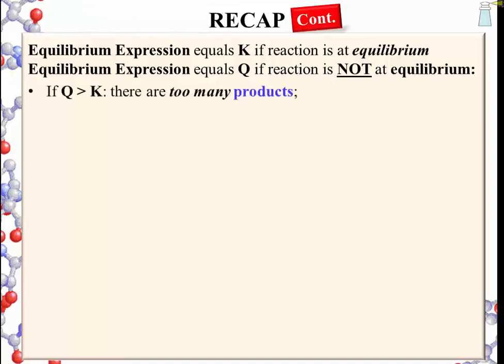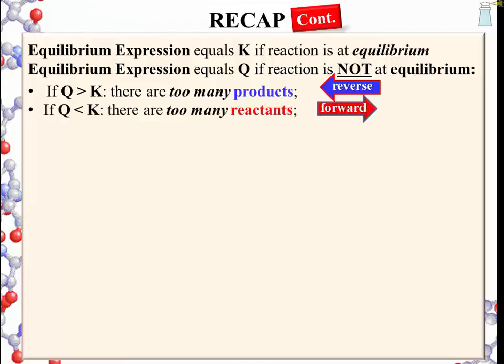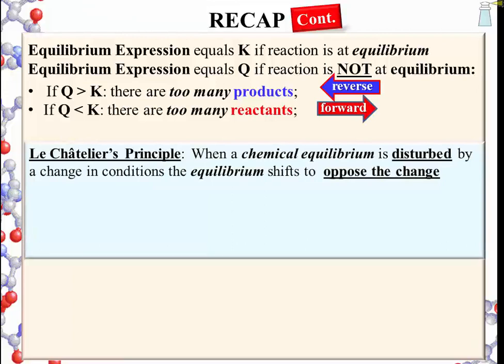If Q is larger than K, then there are too many products, compared to reactants, for the reaction to be at equilibrium. The reverse reaction rate will be stronger than the forward reaction rate. If Q is smaller than K, then there are too many reactants. The forward reaction rate will have the upper hand. This logic is summed up in Le Chatelier's Principle.